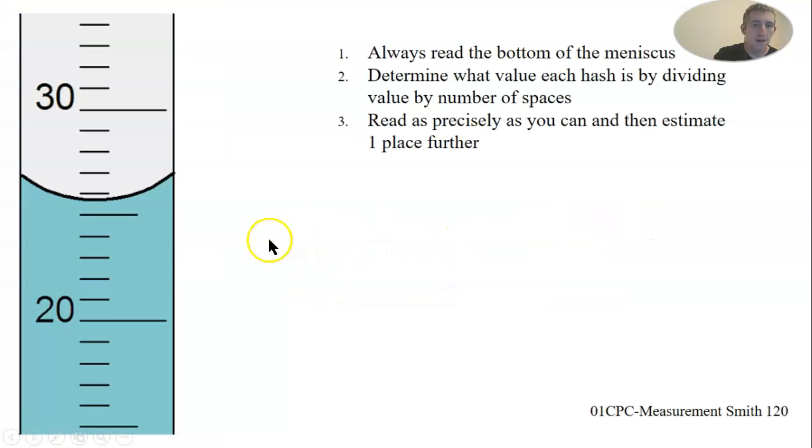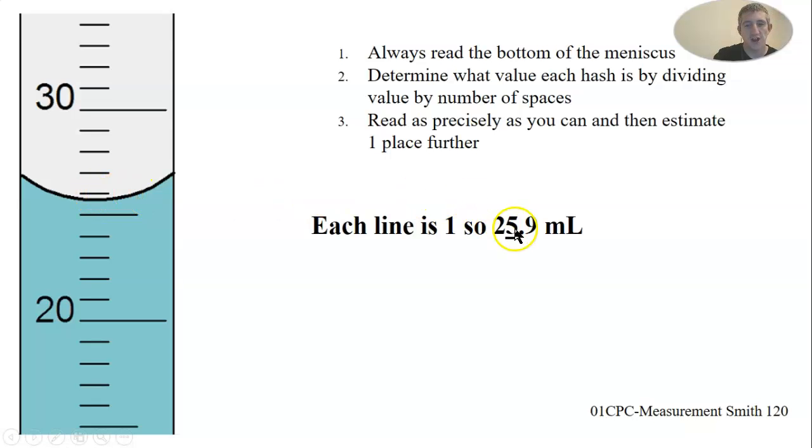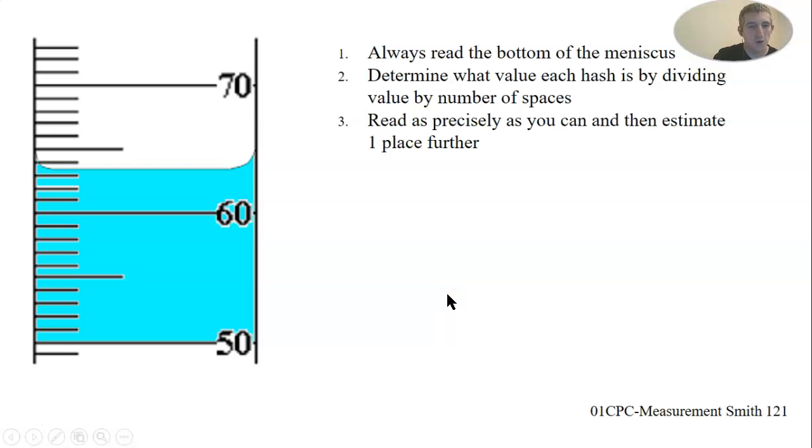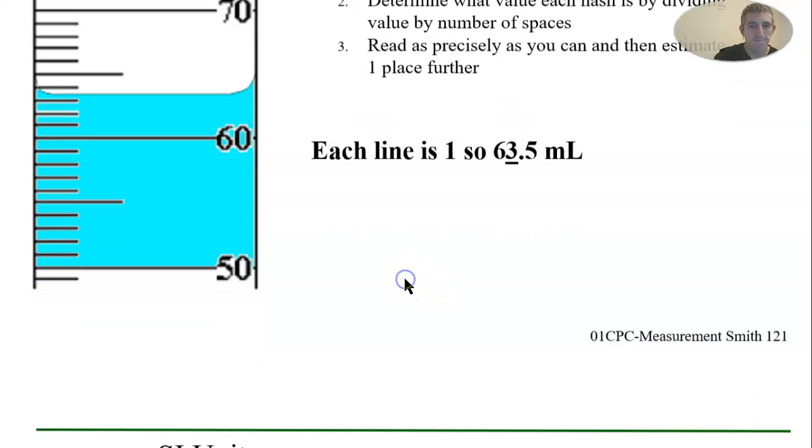Here's another one. So again, you have to figure out the lines. I'll give you a moment to try it out. 25.9. 20, 1, 2, 3, 4, 5. Not quite 6, and so just shy of 26 is 25.9. And another one for you to practice with. This one's 63.5. And you'll see more of these in practice and eventually in lab as well.